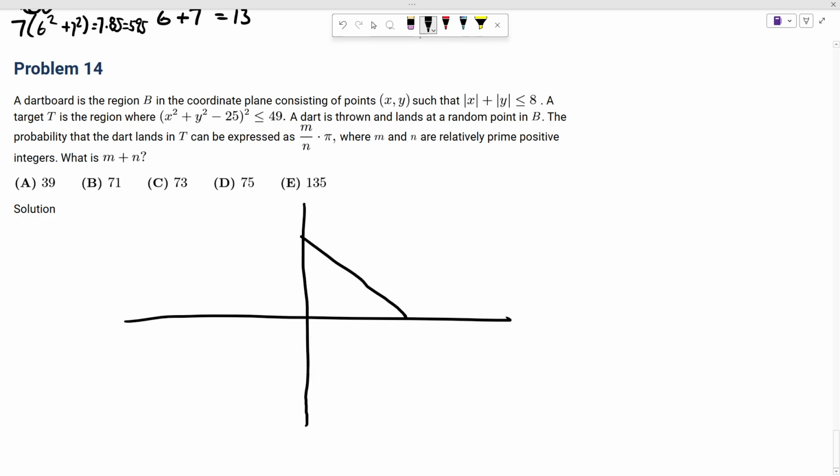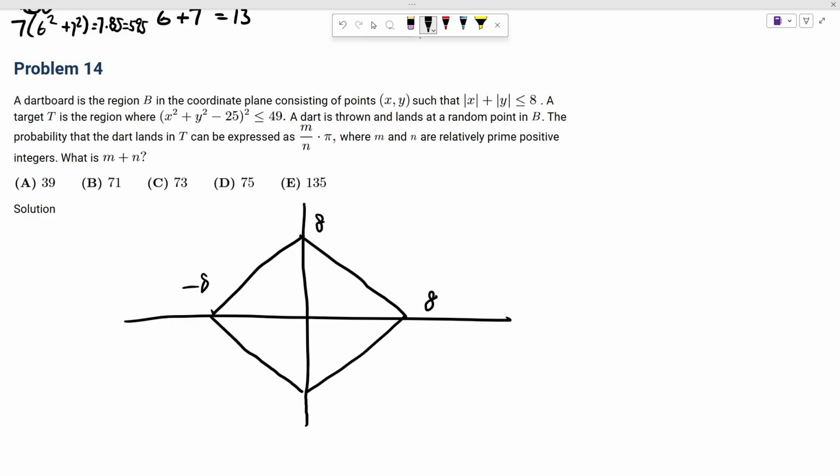Where the intercepts are at 8. In the second quadrant, x is negative and y is positive, so it's just negative x plus y is equal to 8, which looks like this. And so on. You get the idea. Essentially, we're just mirroring this line. We get a big diamond.